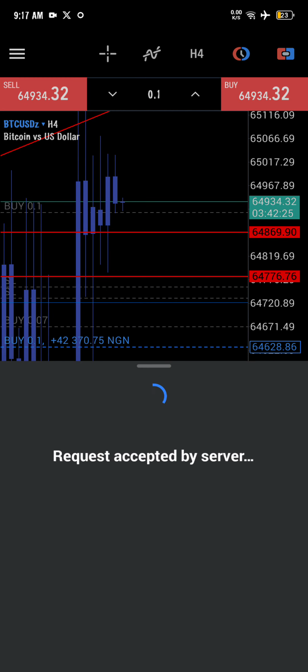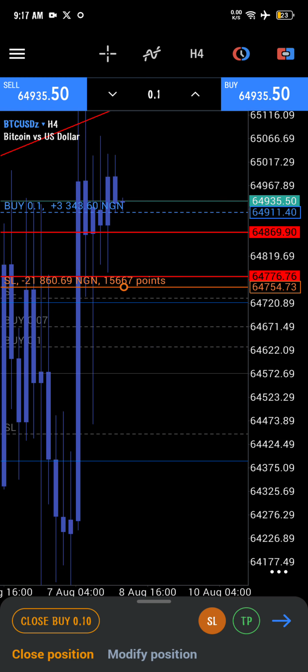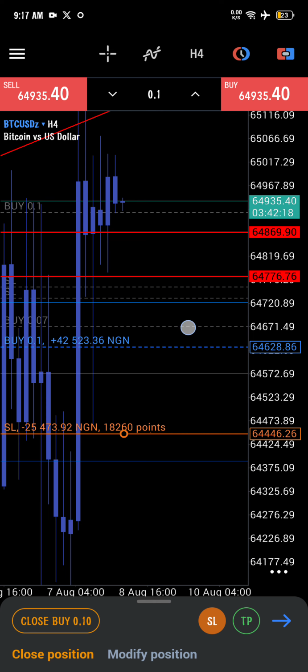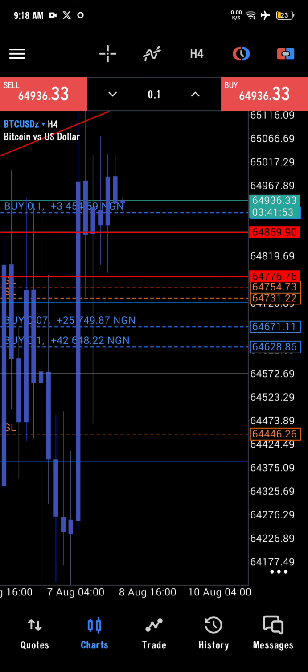So the risk I now have on the table is 21,000 and 25,000. This middle trade is at break even, so I don't count this one. So now I have about 46,000 naira worth of risk. I can only take like 24,000 of scaling again, because I still have another 24,000 to make it 80,000 of max stop loss.